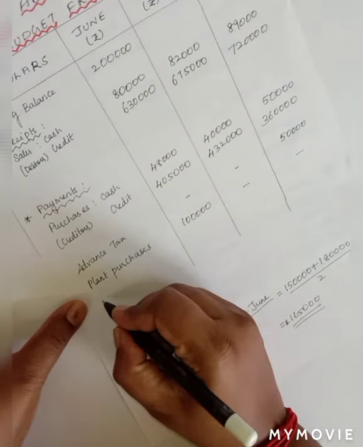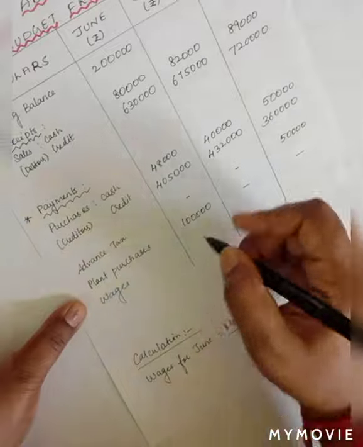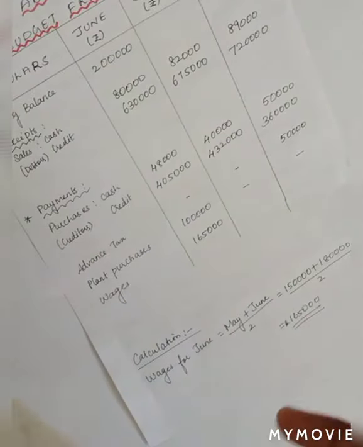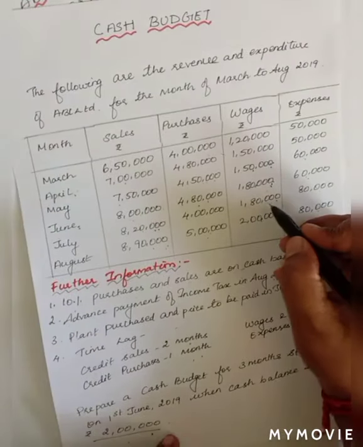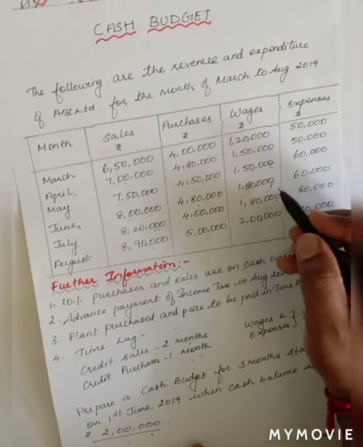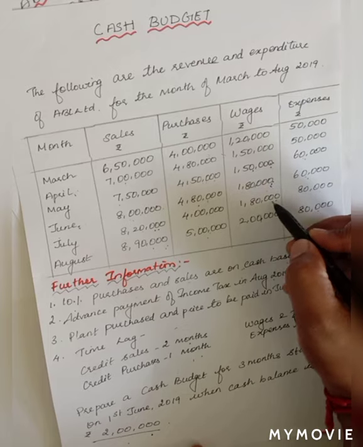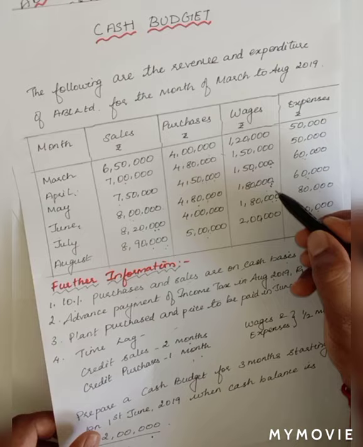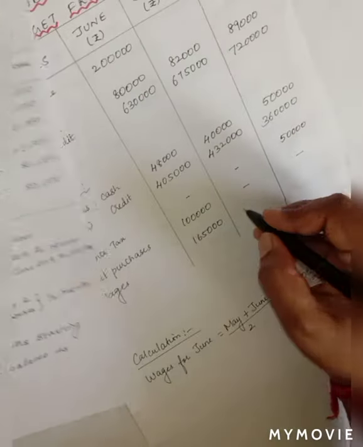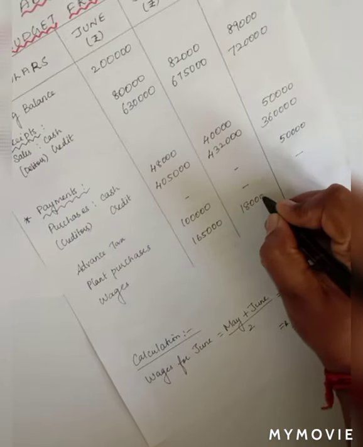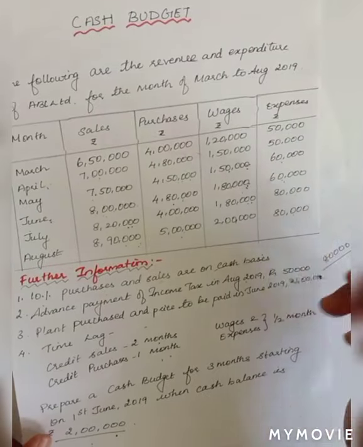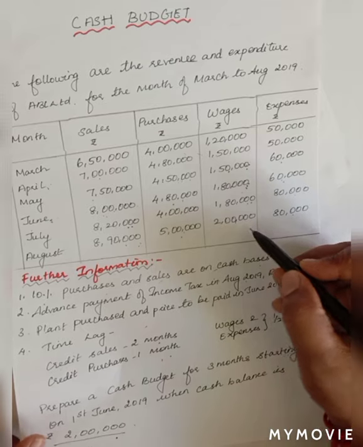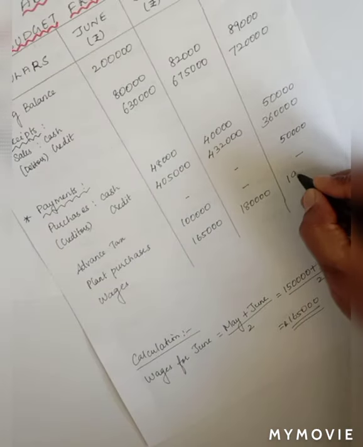So wages, 1,65,000. Likewise for July, you have to get the average of June and July. June you have to pay 1,80,000, July 1,80,000. So add and divide by 2. So it will be 1,80,000 again. And likewise for August, 1,80,000 plus 2 lakhs by 2, which will be 1,90,000.